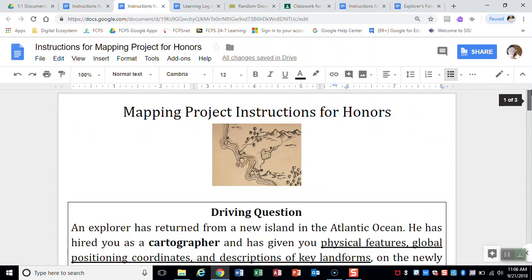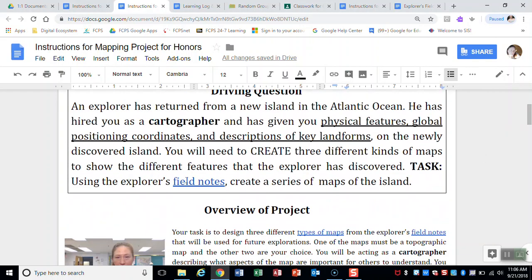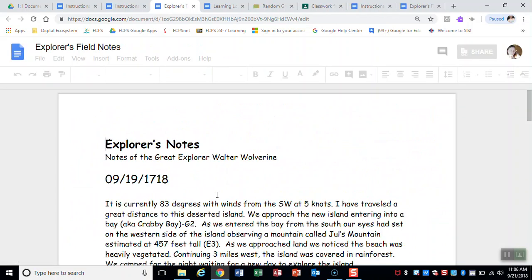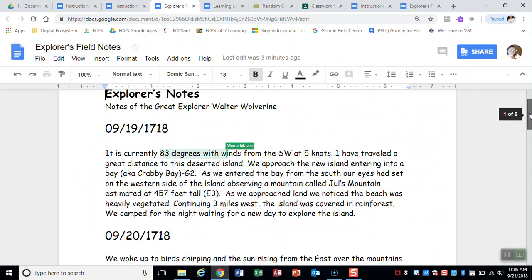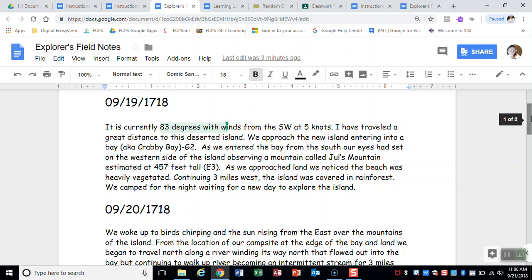So here we are in the instructions page, and you would want to click on field notes here, click on that, and that's going to open up the Explorer's field notes. So we're pretending that an explorer on a sailboat, because this is in 1718, arrived at an island that nobody had ever made a map of before.